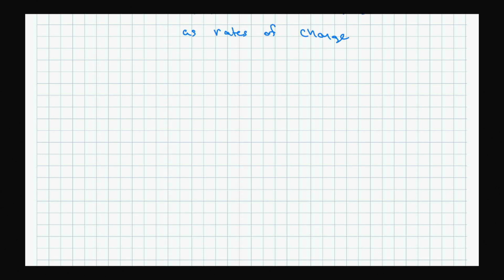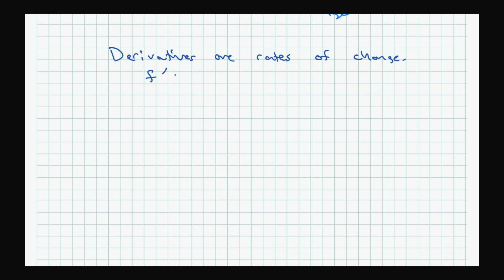So the key to this section is just recognizing this fact, right? So derivatives are rates of change. And you know that because the definition of the derivative was a limit of an average rate of change, and it became an instantaneous rate of change. So derivatives are rates of change, specifically f prime of t, I'll say t here, it doesn't matter the variable, f prime of t is the instantaneous rate of change of f with respect to t.